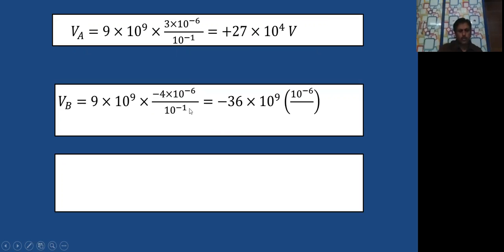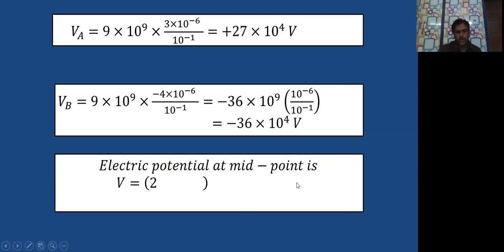9 into minus 4 is minus 36. Very good. Then 10 power minus 6 by 10 power minus 1 in the bracket, 10 power 9 as it is. This simplification, how much? Tell me. 10 power minus 5. 10 power minus 5 into 10 power 9 will become 10 power 4. So minus 36 into 10 power 4 volts. See the value carefully. Minus charge, minus potential. Plus charge, plus potential.